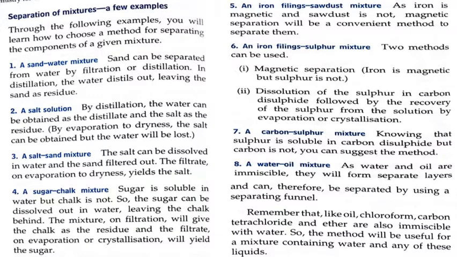First, a sand water mixture. We have studied how a sand water mixture can be separated. It is by filtration or distillation, right? We have studied. Second, a salt solution. By distillation, the water can be obtained as the distillate and the salt as the residue. By evaporation to dryness, the salt can be obtained but the water will be lost.